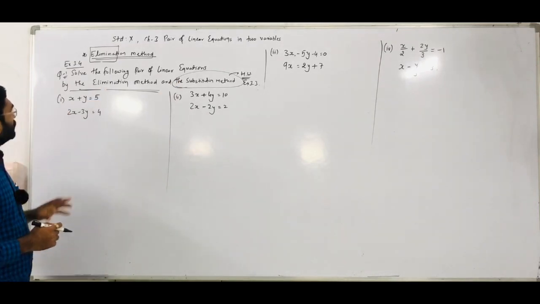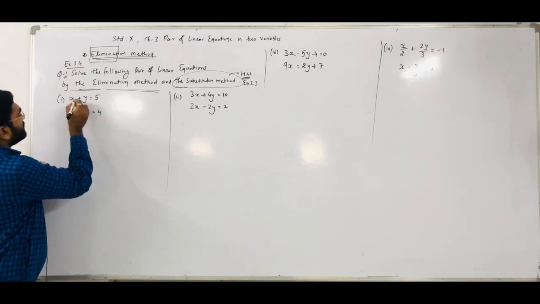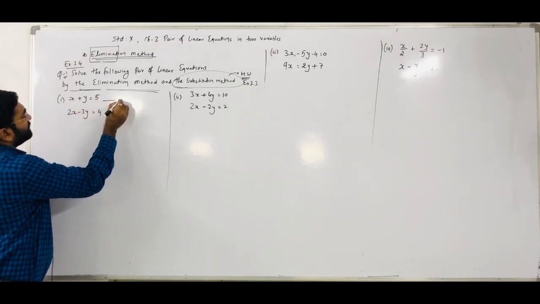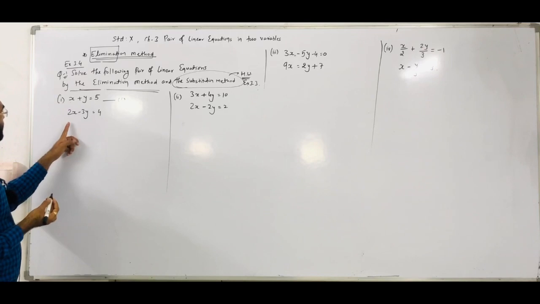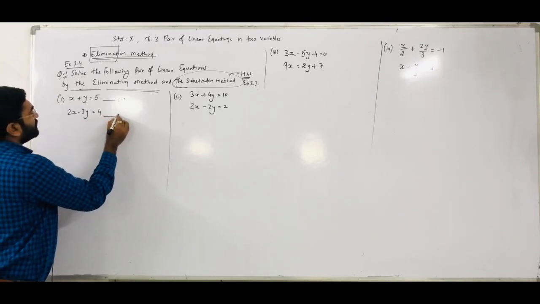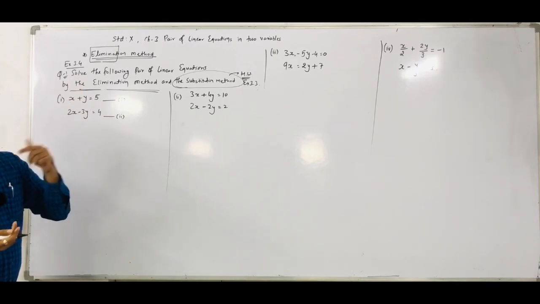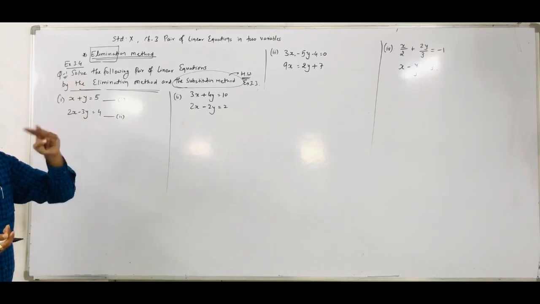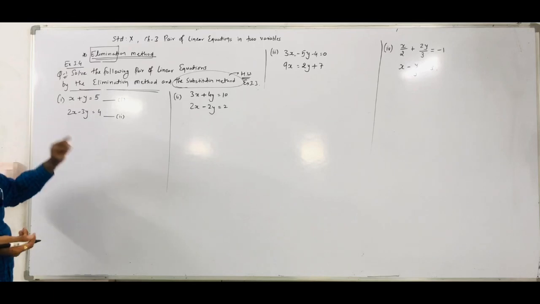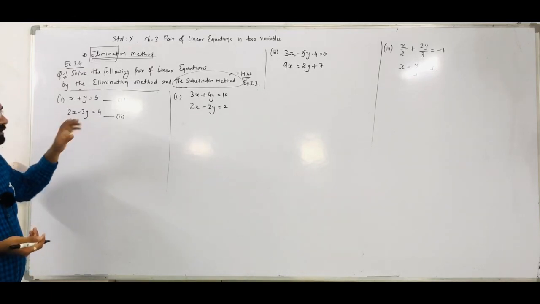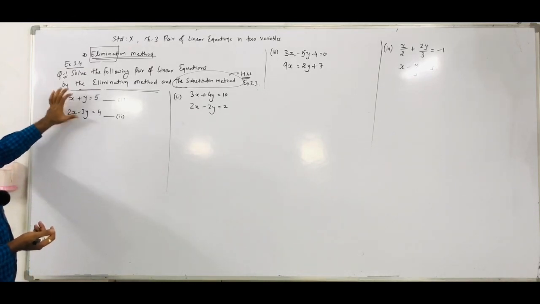So what you have to do? Observe here. This is x plus y is equal to 5, the first equation. Here, 2x minus 3y is equal to 4, the second equation. We have to apply the elimination method. So as I told you, you have to make two terms the same, whether their signs are the same or different.